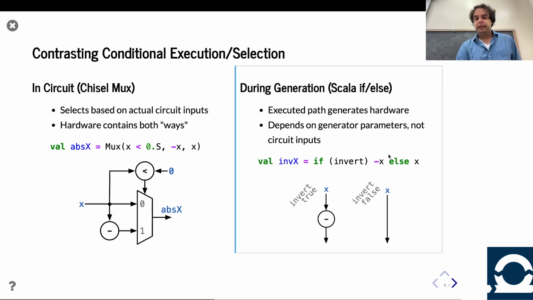And so this is a way to, in your generator, be more sophisticated, right? You can imagine your generator, based on the parameters given to you by your user. We just covered parameters a minute ago. You may want to generate some things in one way versus another way. With an if statement in Scala, you can select the hardware you're generating.